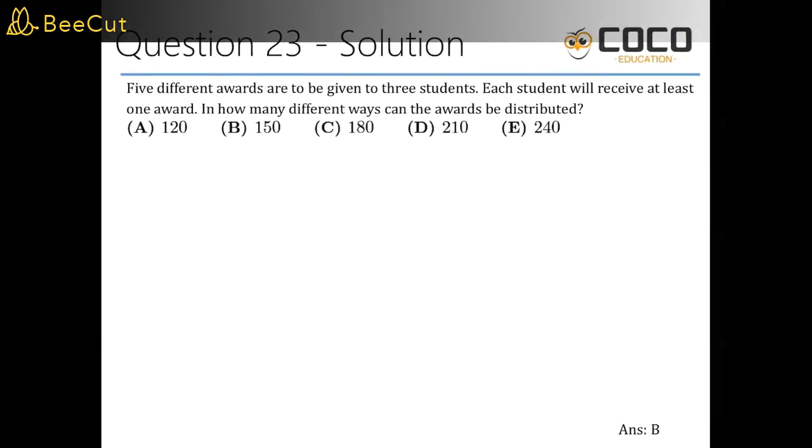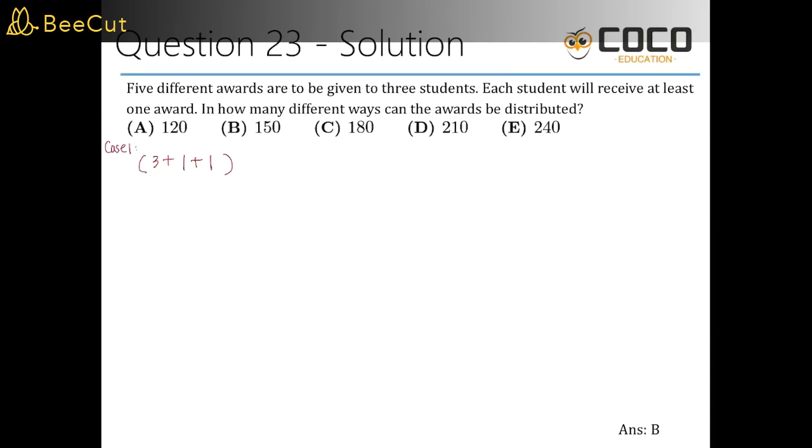Question 23. So 5 different awards are to be given to 3 students. Each student receives at least 1 award. How many different ways can the awards be distributed? So each person receives at least 1. The distribution can be 1 student receives 3 awards, and the other 2 students receive 1 award each.